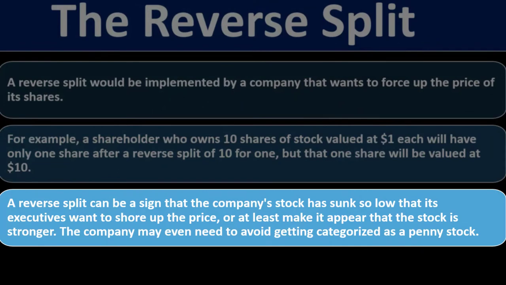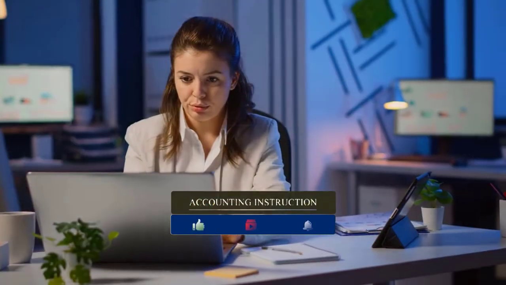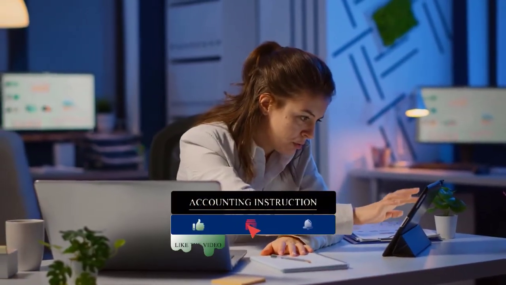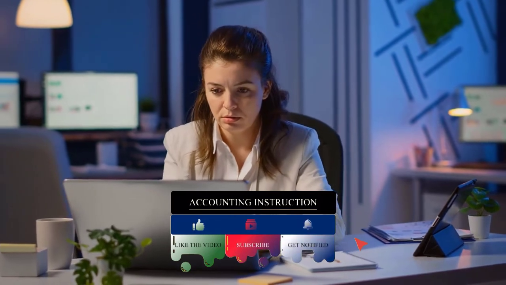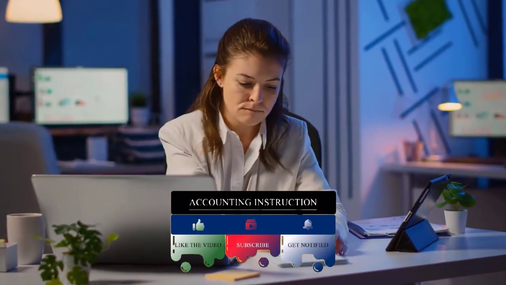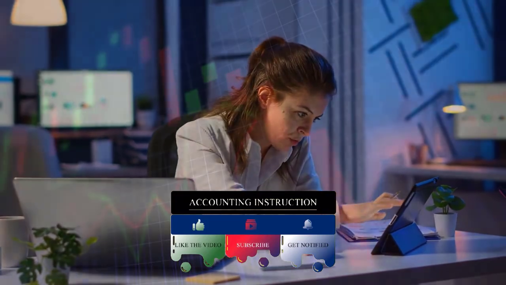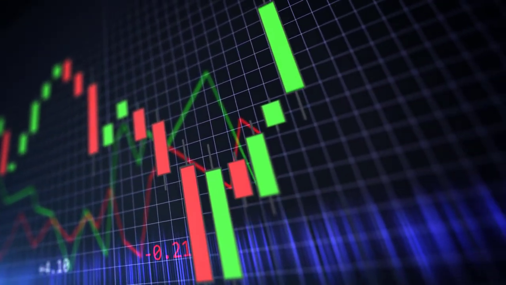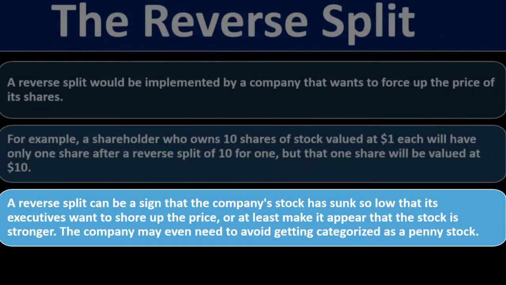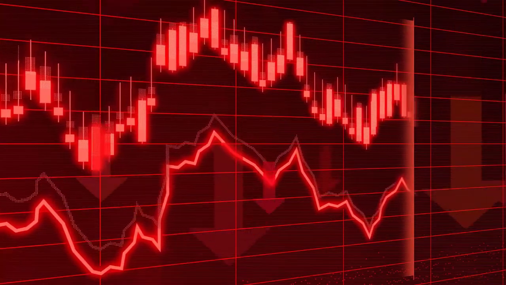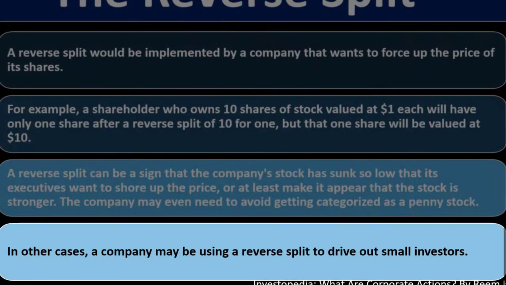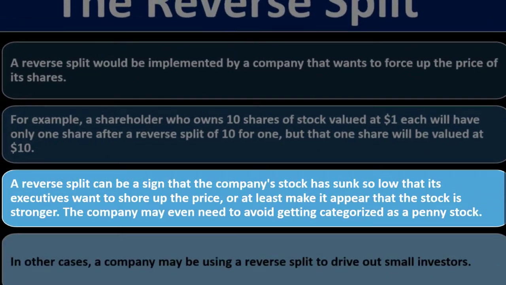So a reverse split can be a sign that the company stock has sunk so low that its executives want to shore up the price or at least make it appear that the stock is stronger. So it's usually not a good sign. You can see why they would want to do it, because they want to bring the stock price up to that sweet zone of what they think should be an optimal trading zone. But the act of doing that usually looks bad on the market, so they could be hit negatively perception-wise. The company may even need to avoid getting categorized as a penny stock. If they go below a certain level, they'll get kicked off the exchange, and that wouldn't be good. In other cases, a company may be using a reverse split to drive out small investors.